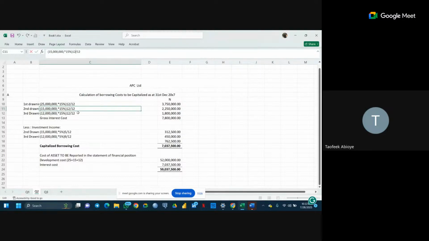So this is what we have here. As they're withdrawing the money, they will be paying their 15% interest on it. And this is the total interest paid on monthly basis. At the end of the month, they will pay 7.8 million naira as their total interest. However, we have it in the question that the company reinvest their unused fund after their first withdrawal on 1st of January. They reinvest their unused fund into a short-term borrowing, which will earn them a 5% investment income.